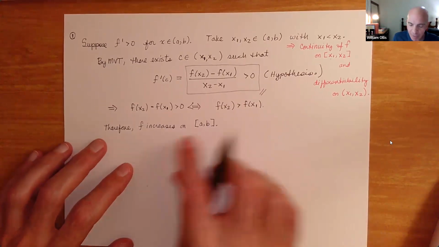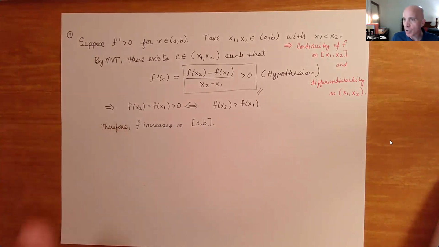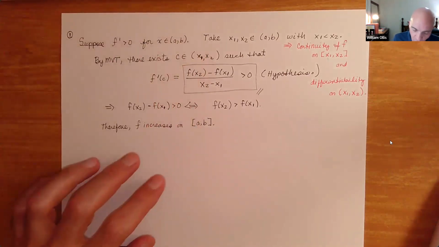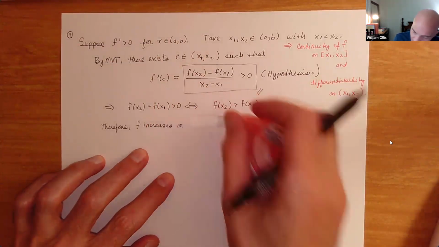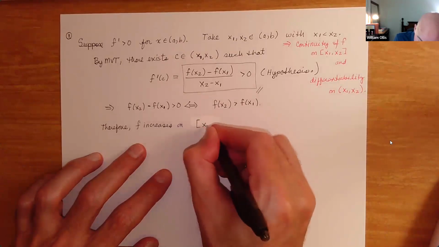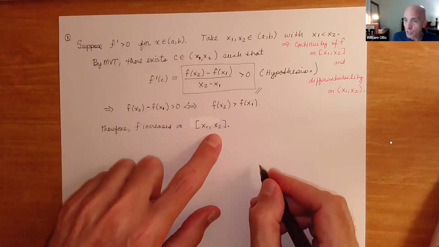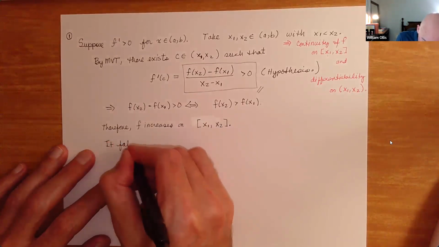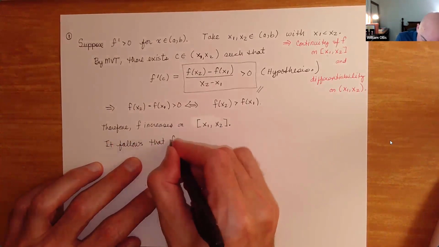Now, if you think I've made a huge leap here, I said the arbitrariness, based upon the fact that the x1 and x2 are arbitrary. So not to just slip over that, let me just say this. Therefore, f increases on the closed set x1 to x2. And now, due to the fact that the x1 and x2 are arbitrary, it follows, that's maybe a better way to do it, it follows that f increases on the entire set.